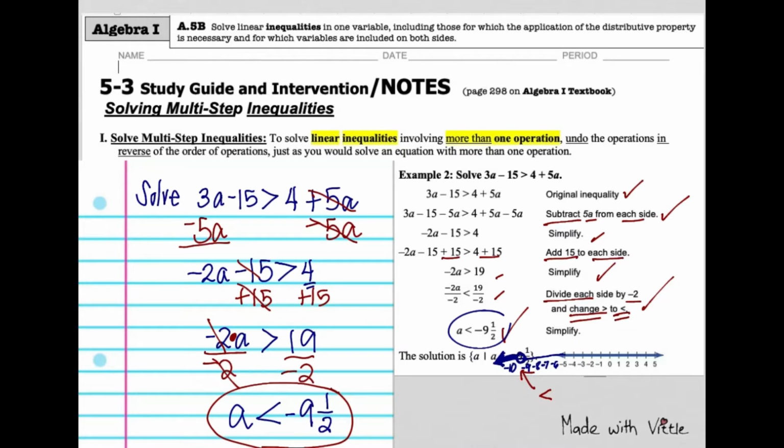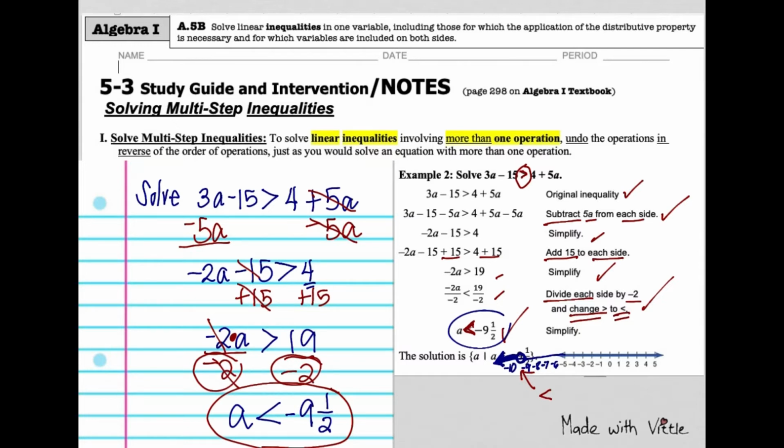Now we change the original inequality symbol into its opposite, which is from greater than, it became less than. Okay? Why? Because we were dividing by a negative number at the end. If that happens, if you're dividing by a negative number or you're multiplying by a negative number, then you have to reverse the inequality symbol. Okay?